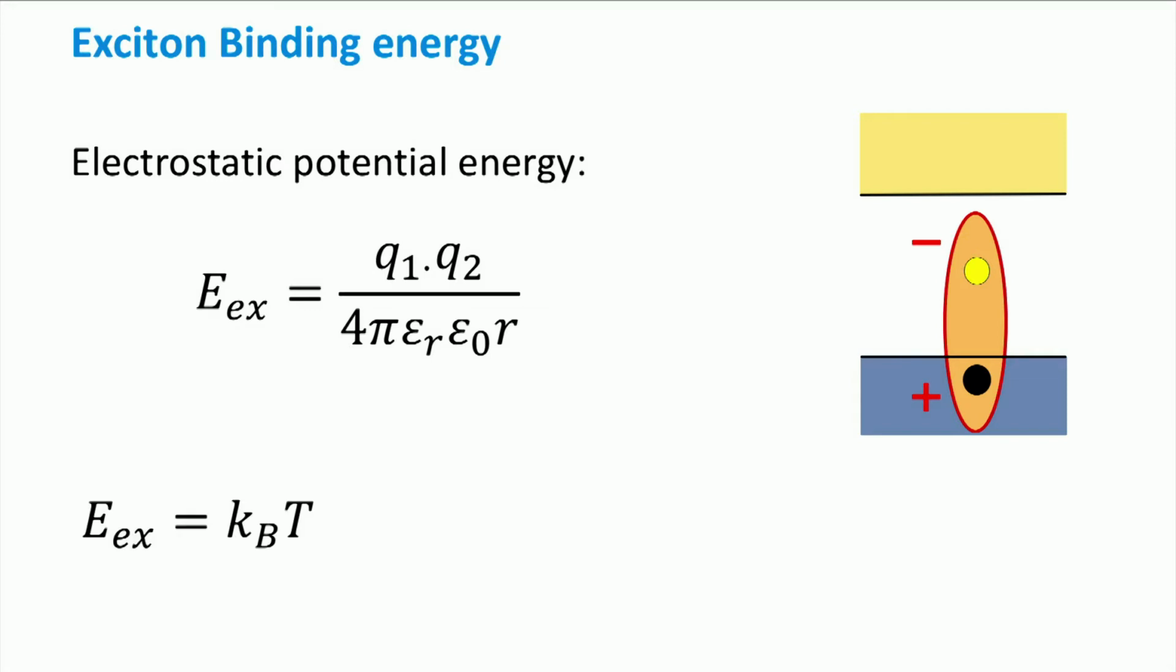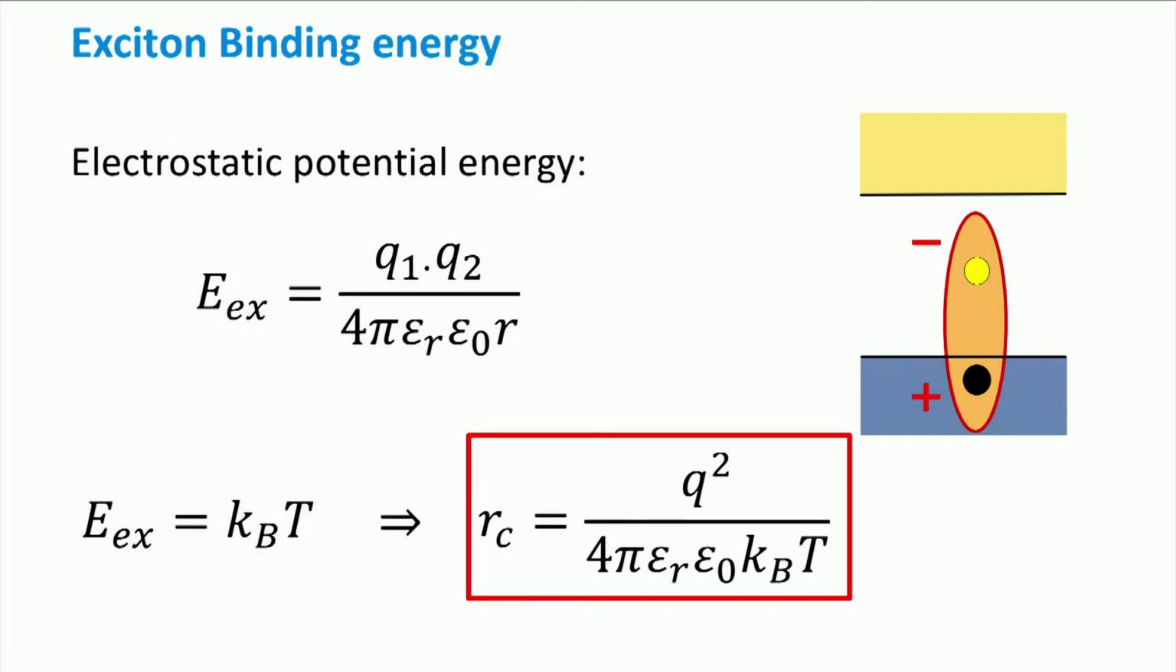It is common practice to calculate a certain distance at which the thermal energy at room temperature can split the exciton, which is the case when the exciton binding energy equals kT. This so-called critical distance is then found by this equation.